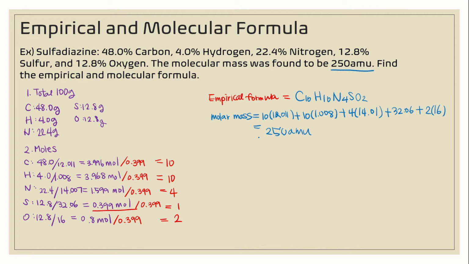But if the molar mass is, for example, 500 AMU, then you would have to multiply this empirical formula by 2 to get the molecular formula, which would be C20H20N8S2O4. But the molecular mass was found to be 250 AMU, so you know that the empirical formula will equal the molecular formula in this case. So you know that this also is the molecular formula.